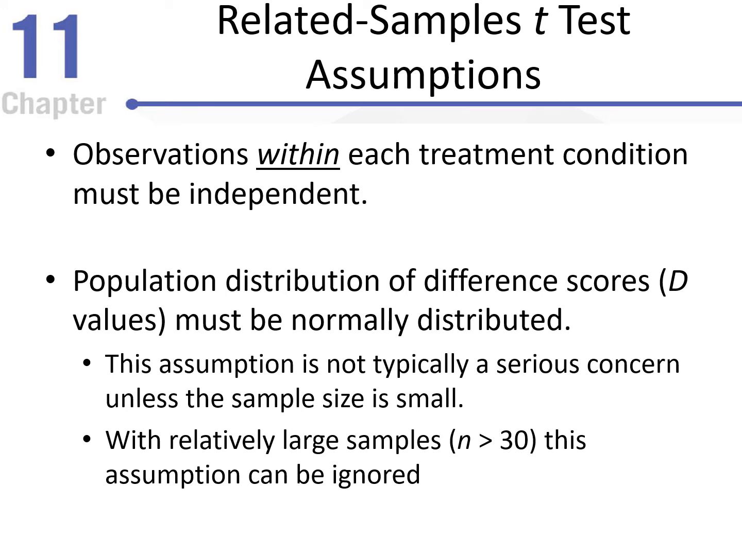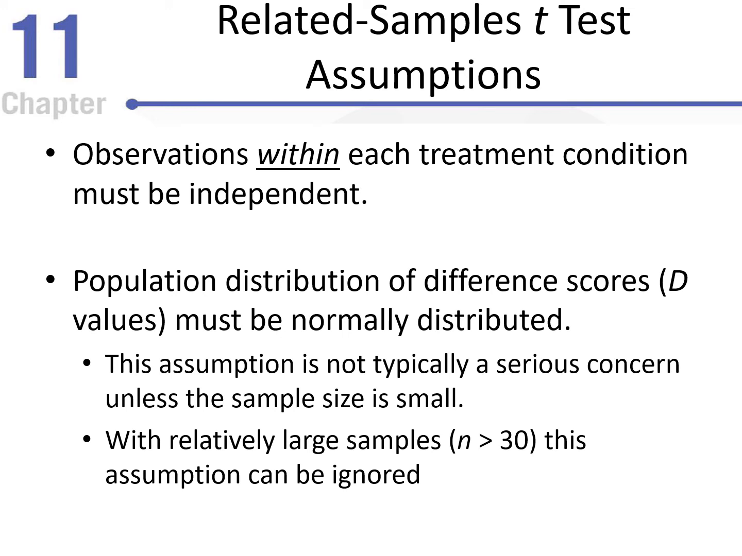You should also have normally distributed difference scores, and the difference scores are generally normally distributed if you have a sample size greater than 30, and that's due to the central limit theorem. So if you have more than 30 in your sample, you're fine. If you have less than 30 in your repeated measures design, then you have to check to see if the difference scores are normally distributed. This is not a serious concern. If you had less than 10, this becomes a more serious concern.